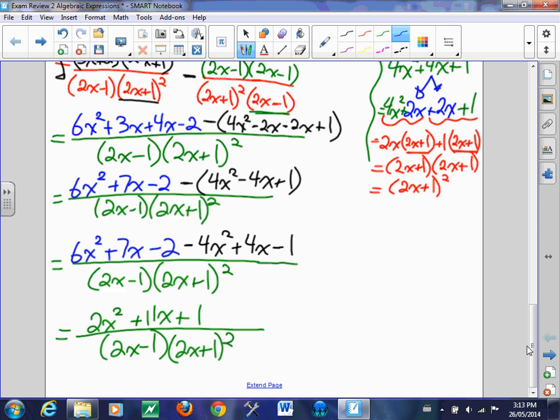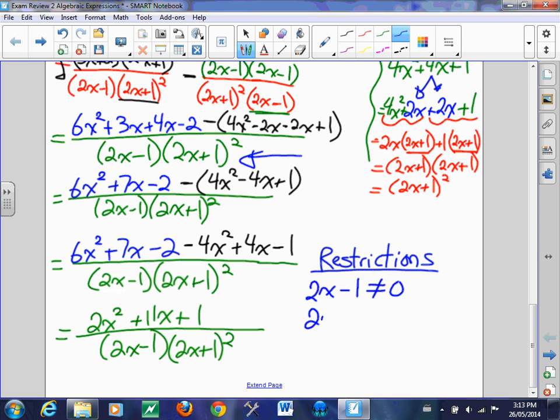Don't forget that we have to deal with our restrictions. All right, so our restrictions are, looking at our denominator, we know that 2x minus 1 cannot equal 0, so let's solve for that. So 2x cannot equal 1, so x cannot equal 1 over 2.